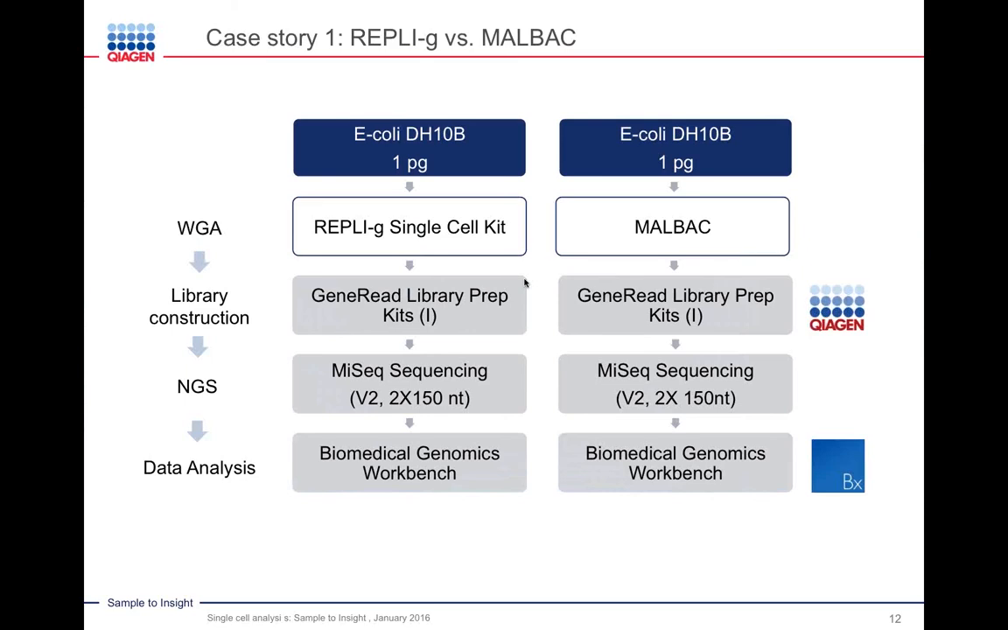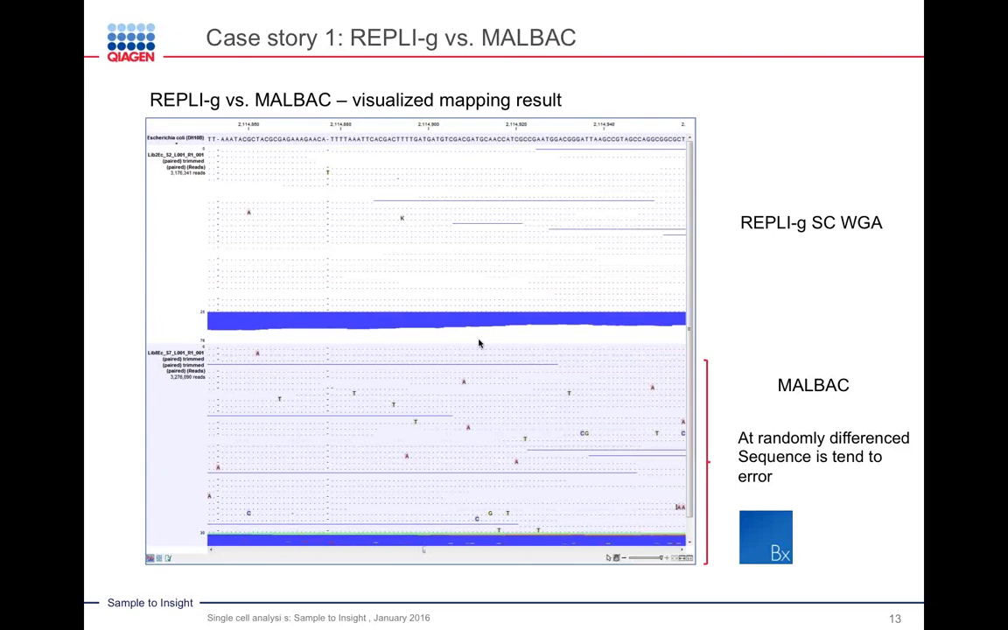So in case story 1, we're focusing on Repligy versus Malbac. Here you can see we're doing two whole genome amplifications, and that's really the only place where these two different workflows differ. On the left side, we're targeting E. coli, just 1 picogram, and we're using the Repligy single cell kit, with the GeneReader library kit as in the other, to create a library. Then we're using the MiSeq sequencing, the 2 times 150 nucleotide version 2, and then the Biomedical Genomics Workbench for the data analysis. So again, to emphasize, exactly the same for the two different workflows. The only difference is whether or not we use the Repligy single cell kit or the Malbac kit.